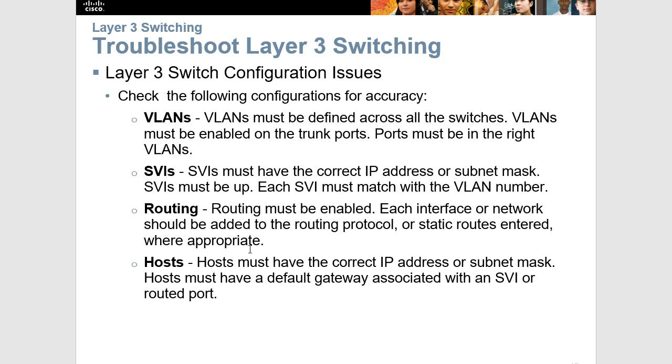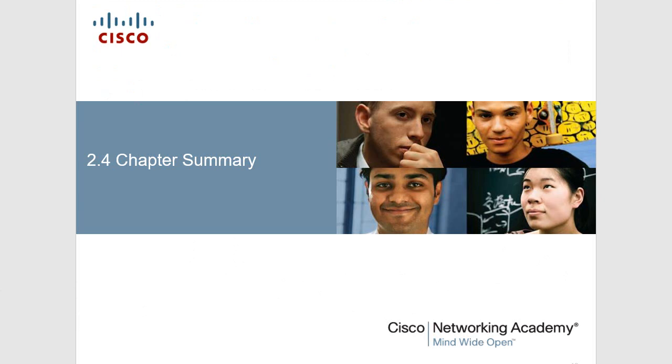That's basically it for your switch virtual interfaces. Routing must be enabled. Each interface or network should be added to the routing protocol, or static routes entered when appropriate. And of course, hosts must have the correct IP address or subnet mask, and the correct default gateway associated with the SVI or routed port on your layer 3 switch. So that's about it for troubleshooting. And that's going to be about it for the chapter, the bulk of it being DTP and VTP.